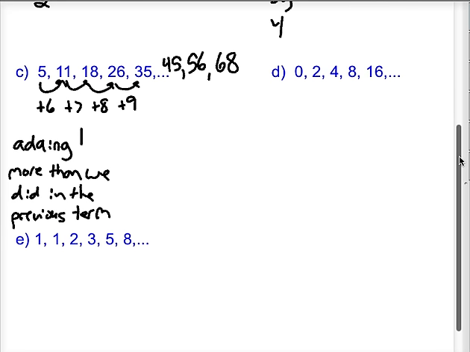All right, now letter D. You'll notice here you see a multiplication pattern, right? But that 0 there is a little bit interesting, because it's not technically following multiplication, since 0 times 2 doesn't give you 2, even though it works for the rest of the pattern.